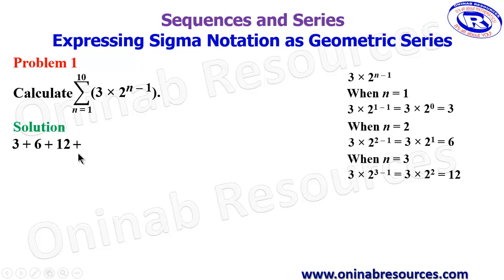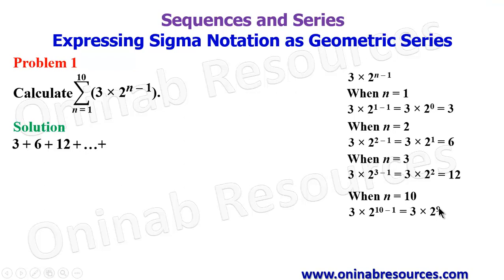Then plus, we may not be able to list all the terms of the series, so we put dot dot dot plus the last term, that is when n is equal to 10. So 3 times 2 raised to power 10 minus 1 gives us 3 times 2 raised to power 9. 10 minus 1 is 9. 2 raised to power 9 is 512, multiplied by 3 gives 1536. So that's the last term of the geometric series.